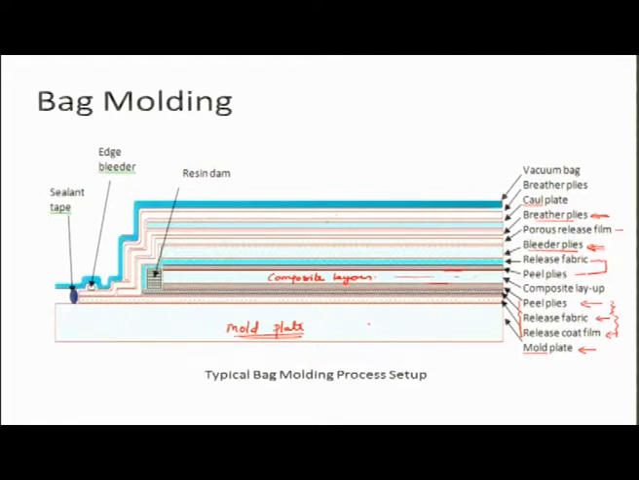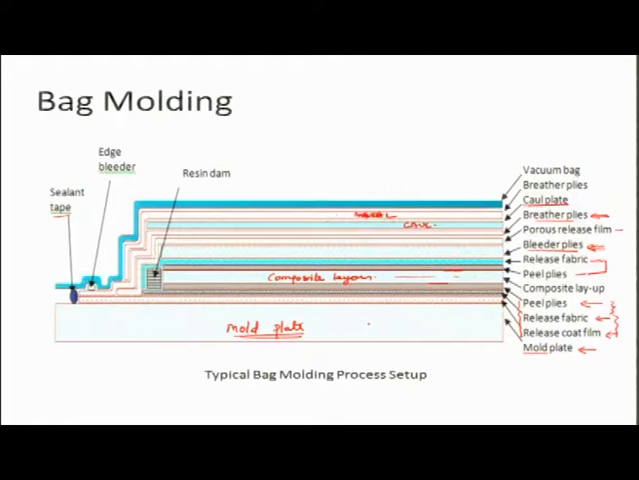And then on top of it you have the caul plate. This is again a thick metal plate. I am sorry, this is the caul plate. It is metal, and then you again put some breather plies, and the entire thing is captured in a vacuum bag. At this end you seal the bag using a sealant tape.